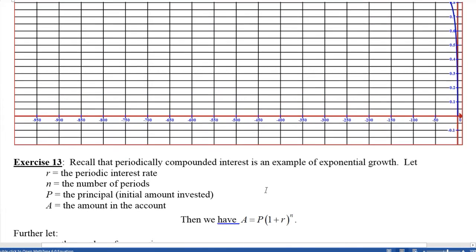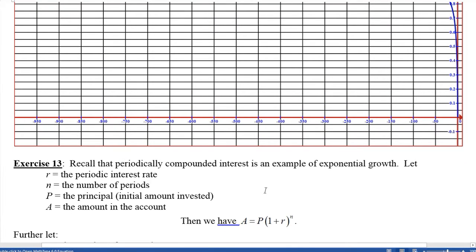Okay, let's do another practical application of this type of work. Remember that compound interest, where you compound, say, weekly or monthly or daily, is an example of exponential growth. And I'm going to use these letters. I'm going to let R be the periodic interest rate. So if you're compounding monthly, R is your monthly interest rate. If you're compounding annually, R is your annual rate. If you're compounding daily, R is your daily rate, and so forth.